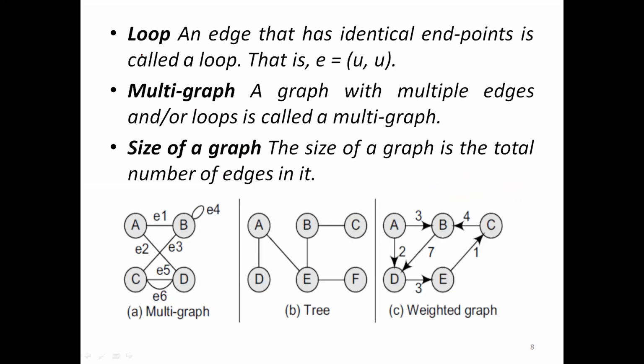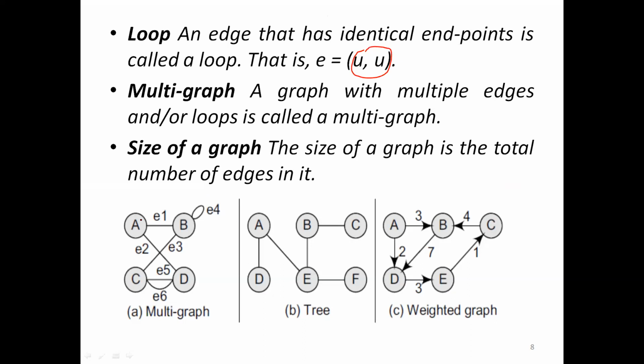So what is a loop? An edge that has identical endpoints is called a loop. I'm starting from node 1 to reach the same node. That's why it is written as u, comma, u, identical nodes. It can be a self loop also.